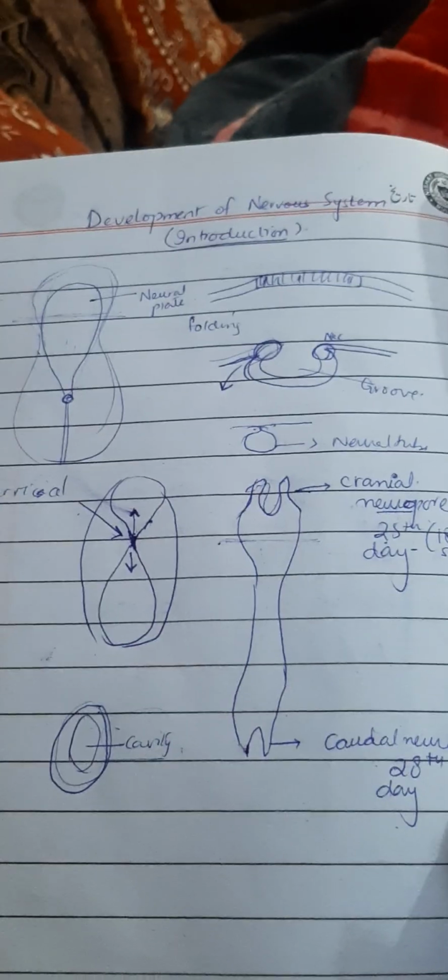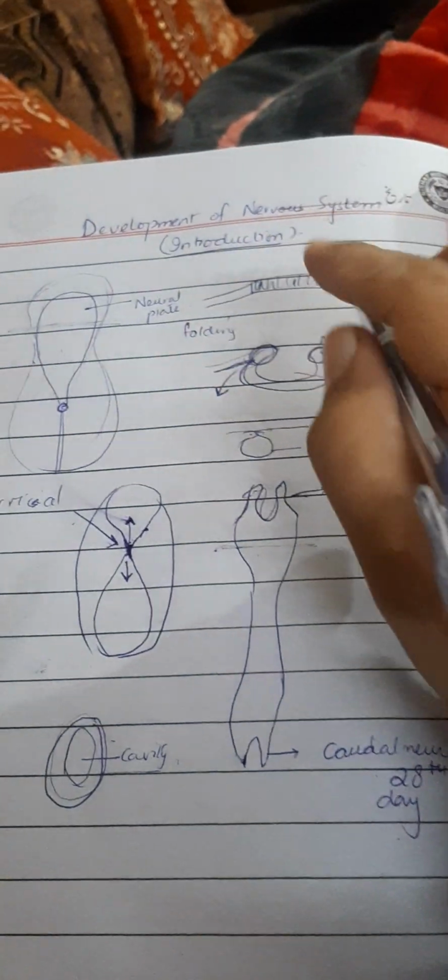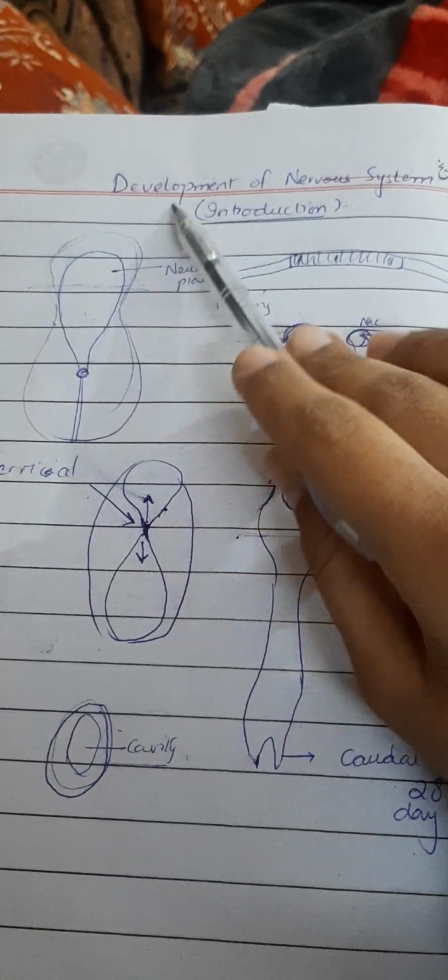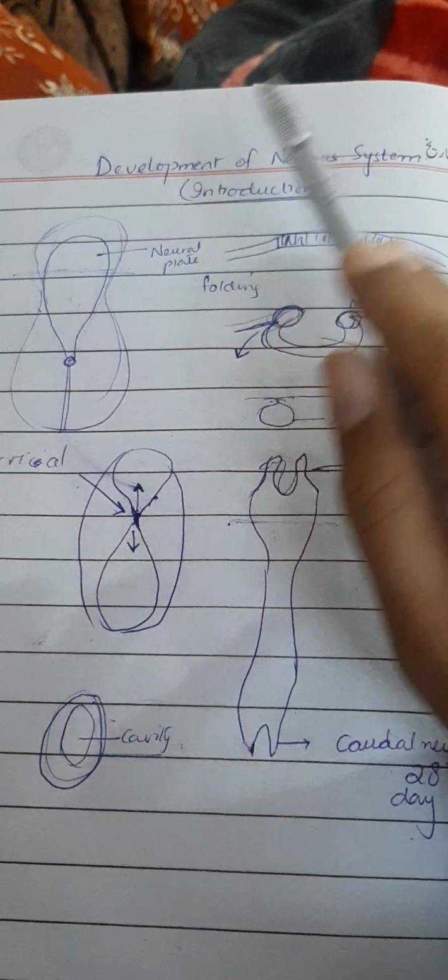Assalamualaikum. So today's topic is basically development of nervous system and introduction. Okay, it's just going to be an introduction. So we're going to link it with the knowledge of our general embryology.